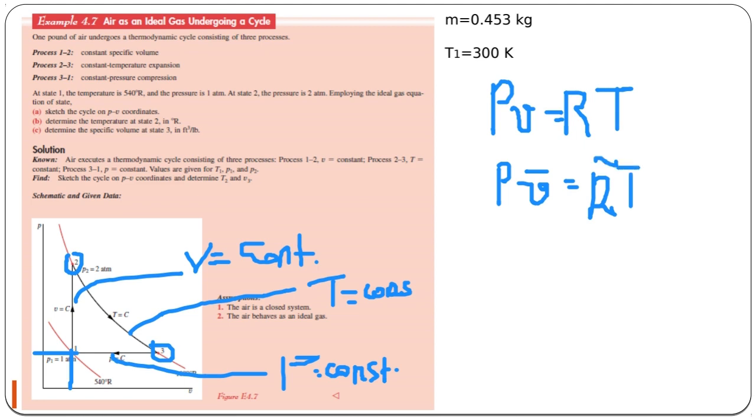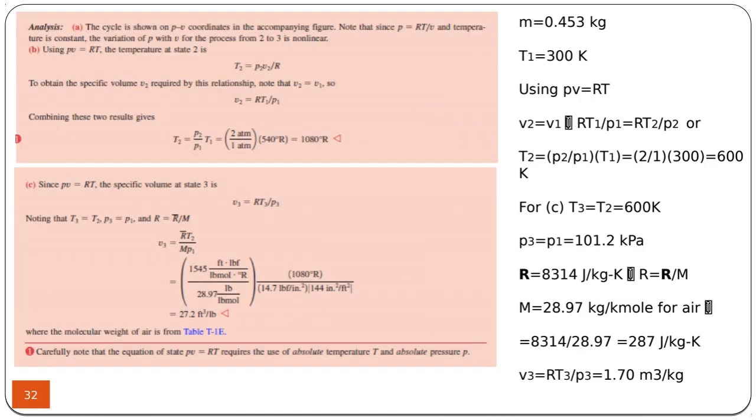In this case, R tilde is constant, and V bar is the volume per mole. In the top one, V is the specific volume in cubic meter per kilogram, and R is the gas constant of the given gas, obtained from R tilde divided by the molar mass of the gas. So the gas has a constant mass of 0.453 kilograms. Initial temperature is 300.